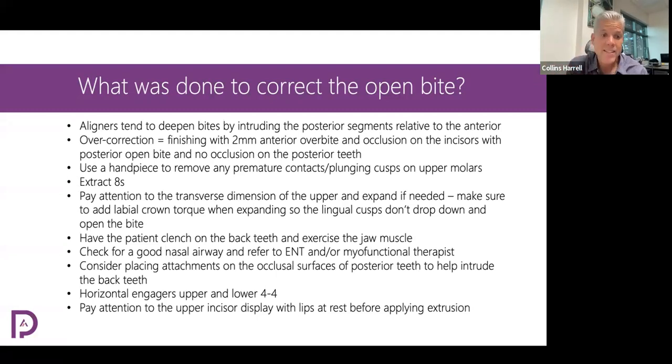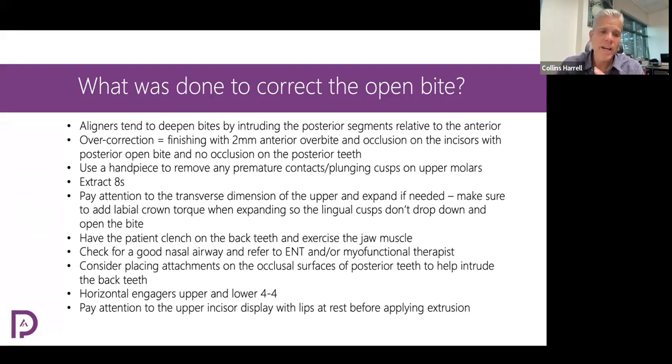So extracting eights, doing an enamel removal on some of the cusps or the high contacts on the sevens or sixes can really help correct that almost halfway before you even start. Pay attention to the transverse dimension of the upper. So if it's a little deficiency in the upper and they're kind of hitting buccal cusps on buccal cusps, then make sure you expand enough in the upper to fix that problem and also add that labial root torque that we saw to make sure that the lingual cusps don't drop down and open the bite.